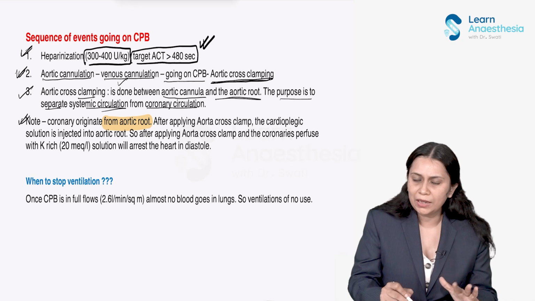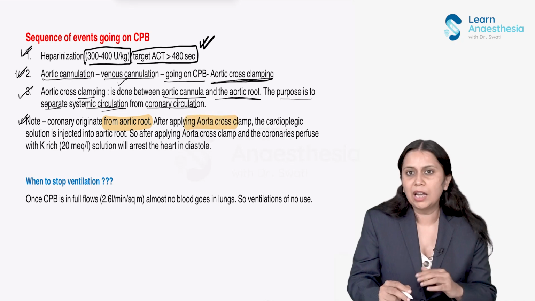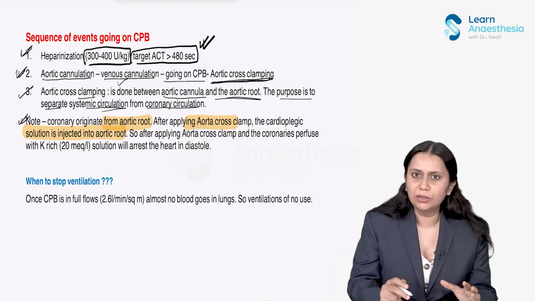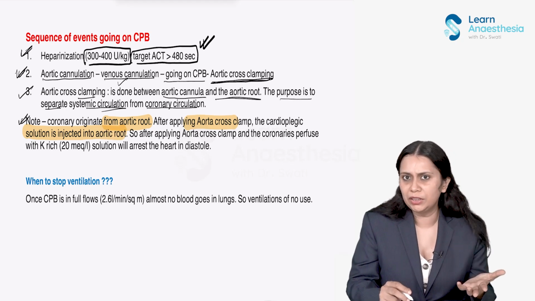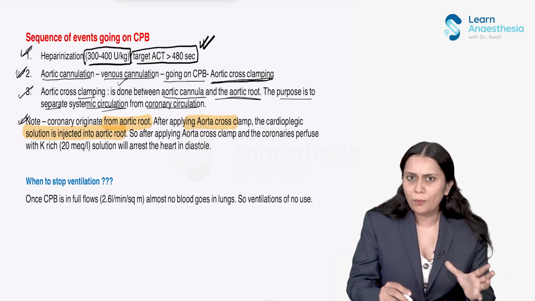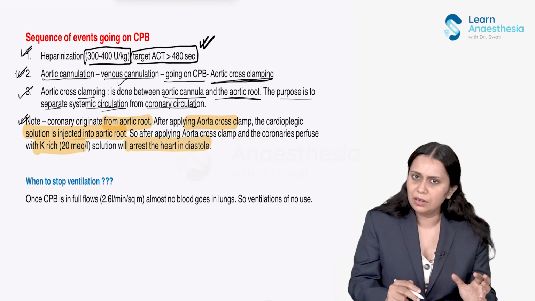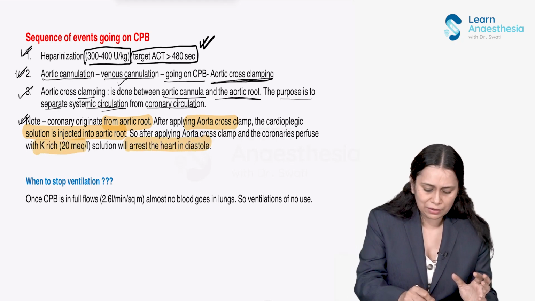So after applying the aortic cross clamp, a cardioplegic solution is injected into the aortic root. This high potassium containing solution stops the heart in diastole. This potassium rich solution will arrest the heart in diastole. So the heart is arrested in diastole.